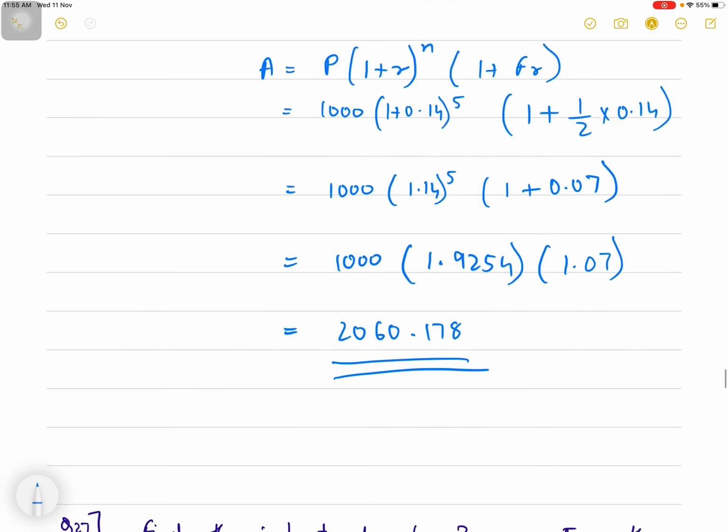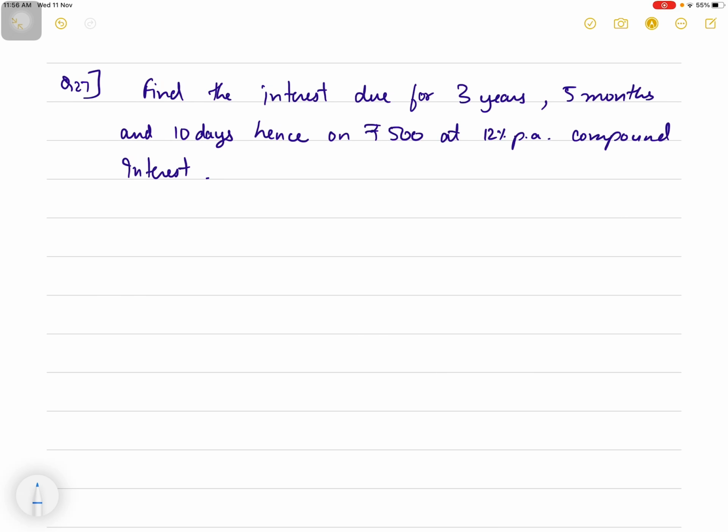Let's solve the next problem. Find the interest due for 3 years, 5 months and 10 days hence on rupees 500 at 12% per annum compound interest. So principal is 500, rate of interest is 12% per annum, and period is 3 years, and fraction of a year there are 2: one is 5 months and 10 days. You will solve both separately because one is on month basis and one is on days basis.